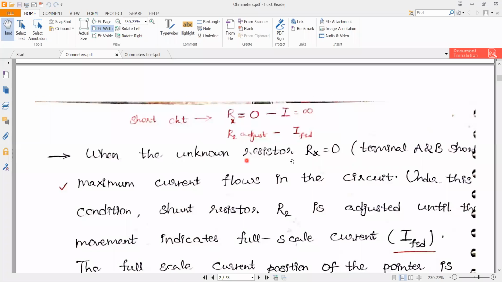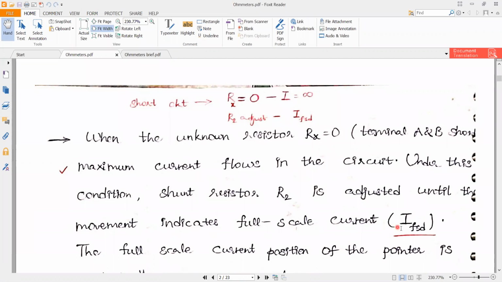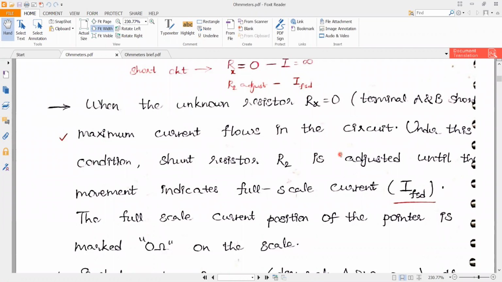Here, when the unknown resistance Rx is equal to 0, that means terminals A and B are short circuited, then maximum current flows in the circuit. Under this condition, shunt resistance R2 is adjusted until the movement indicates full scale current, which I am going to treat as IFSD here. The full scale current position of the pointer is marked as 0 ohms on the scale.